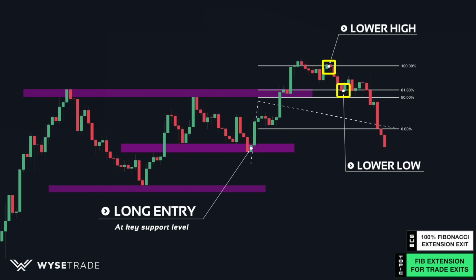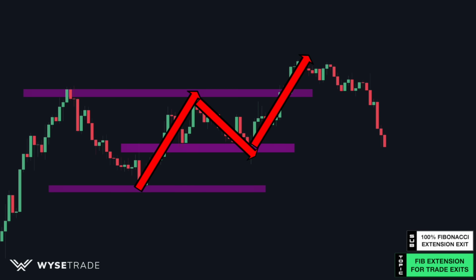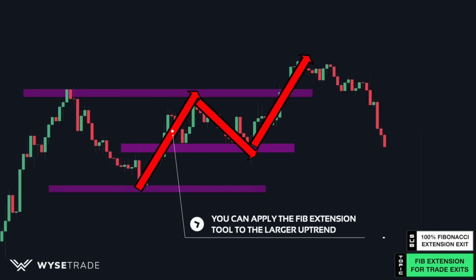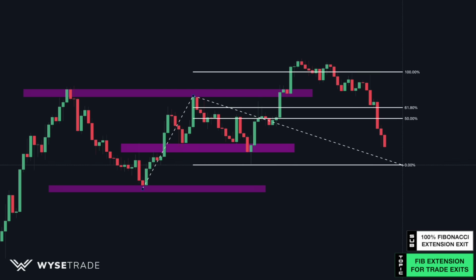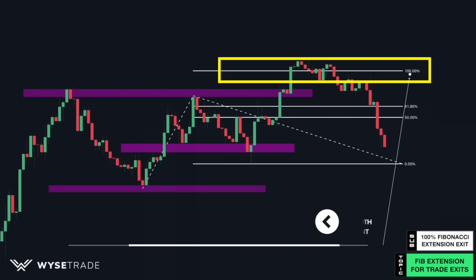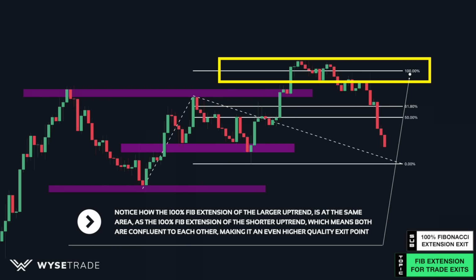Now here's a bonus technique. You can also apply the Fib extension tool onto the larger uptrend here. Notice how the 100% fib extension level of this larger uptrend also lines up at the same area of the 100% fib extension level of the short-term uptrend, which means both are confluent to each other and makes the area an even higher quality exit point. So moving on to the next topic.